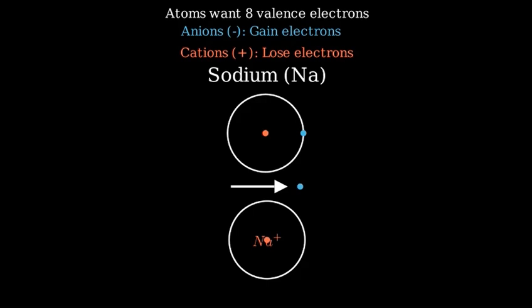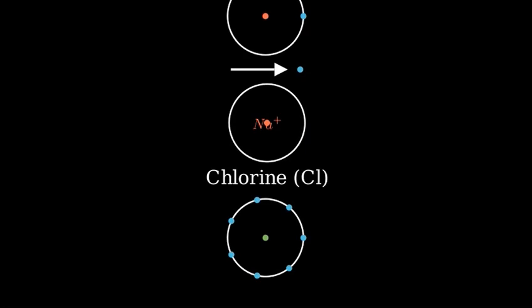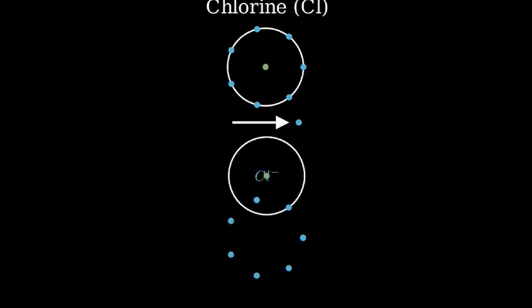Now, let's look at chlorine. Chlorine is in group 17, meaning it has 7 valence electrons. To achieve an octet, chlorine will gain 1 electron, becoming a chloride ion with a -1 charge, written as Cl-.